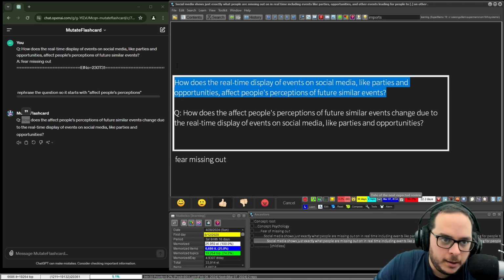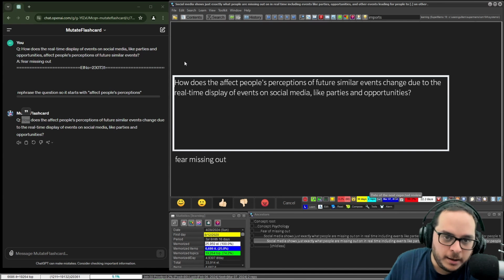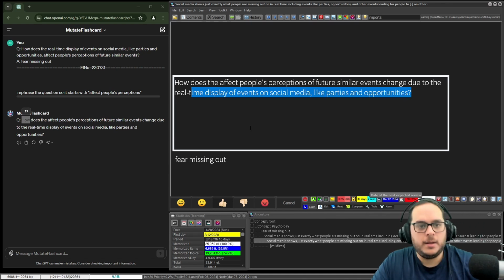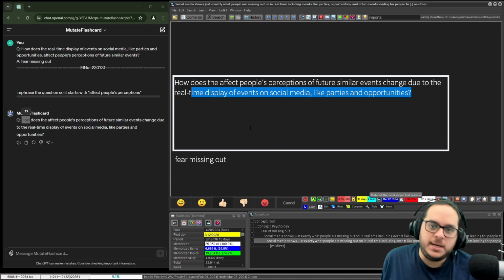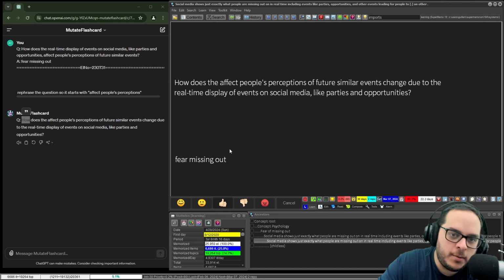So in this case, for me, I will use this one. How does the effect of people's perceptions of future similar events change due to the real-time display of events in social media? So here is the future: people's perception of the future. Similar events. Why? Because of real-time display of events. Where? On social media, such as parties and opportunities. Oh yeah, the effect is the fear of missing out. Cool. Usually I don't spend that much time doing this. That's because now I'm justifying all of my actions.